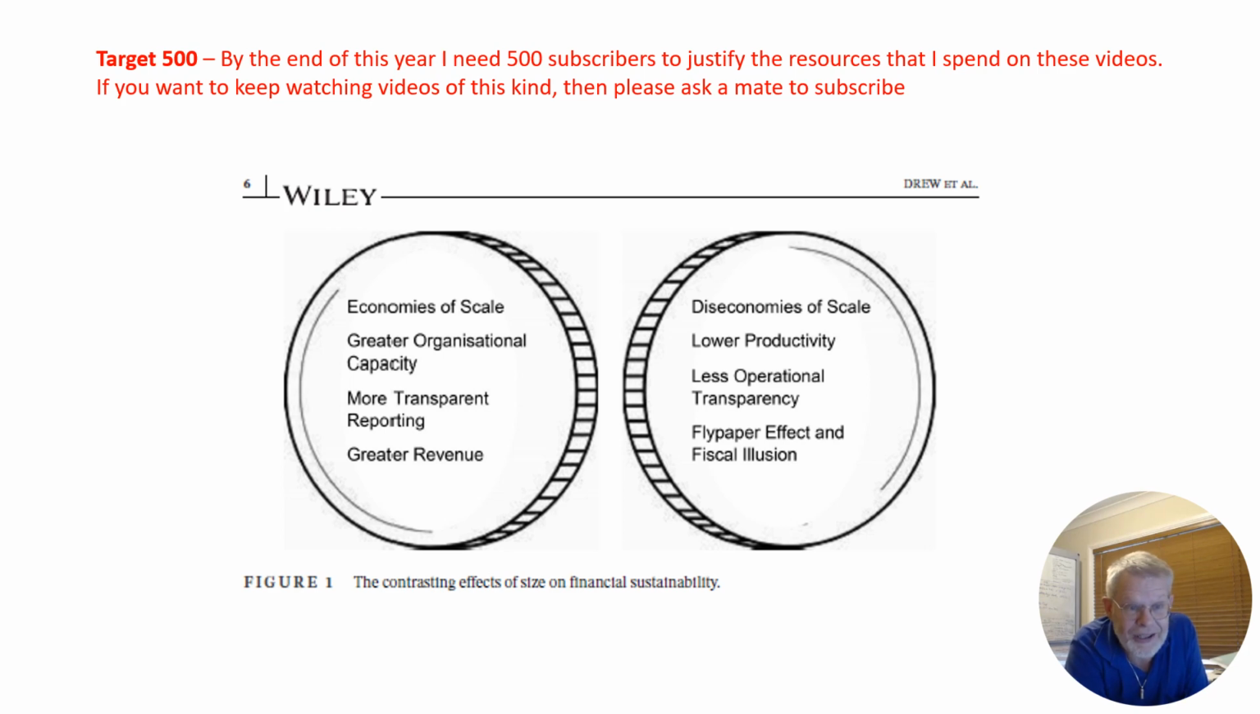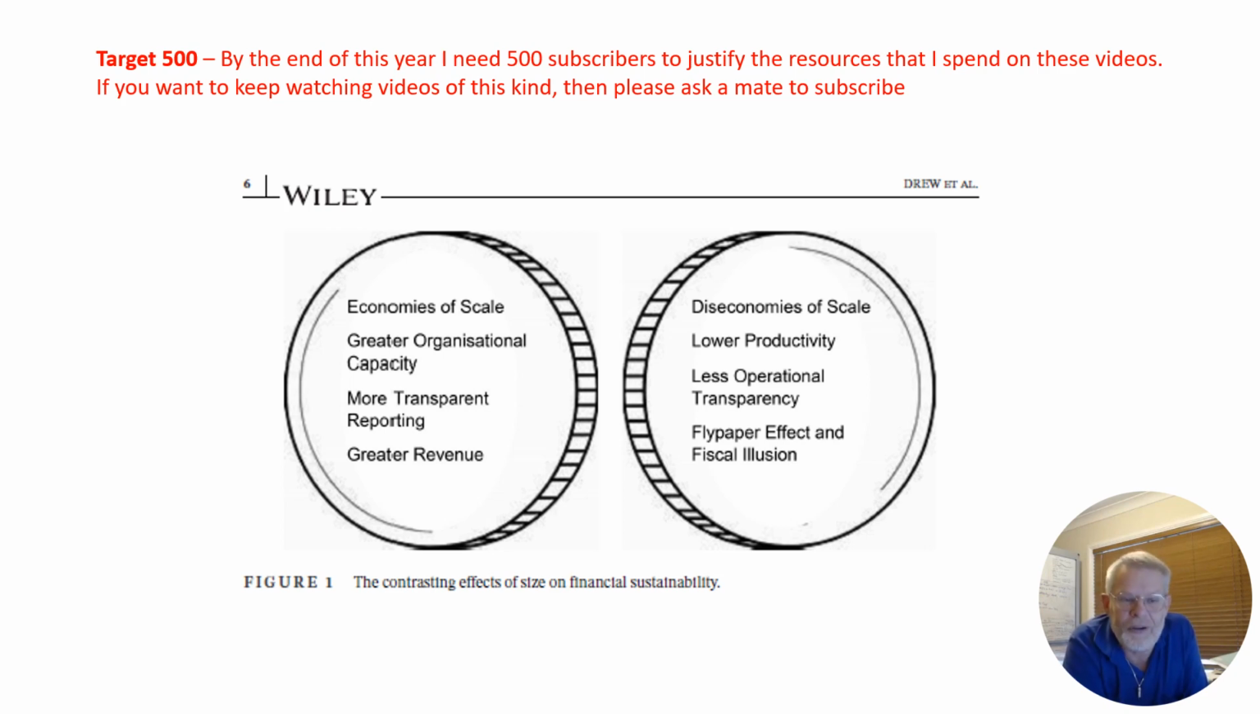So on the left-hand side there, you can see all the things, the arguments for bigger is better. You get economies of scale, maybe, but all the evidence suggests that they're not there. When they are, they're for particular functions, only a few functions, and occur at very low levels of scale. Greater organizational capacity, you've got more people, you can do more things, yes, but you pay them more too.